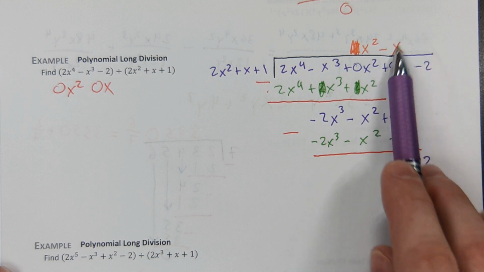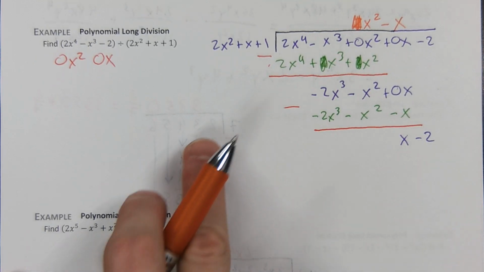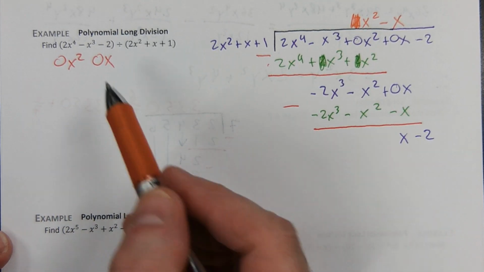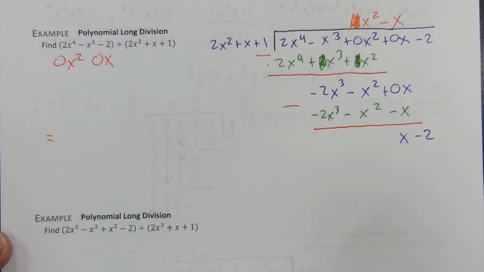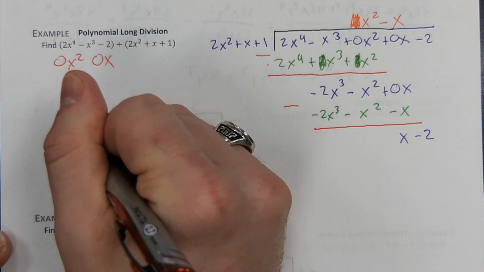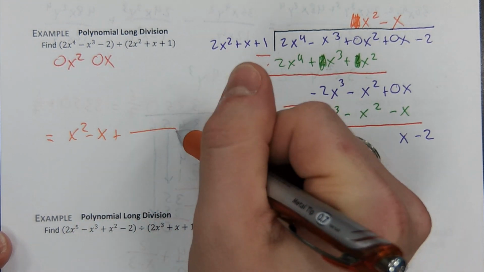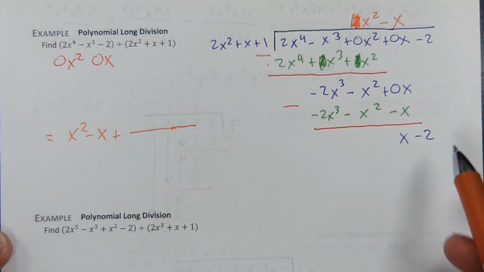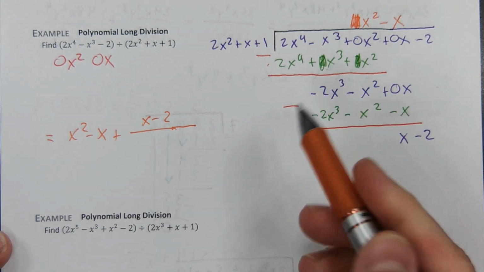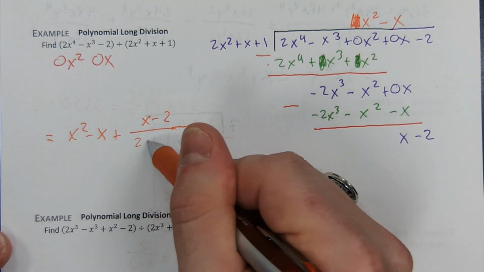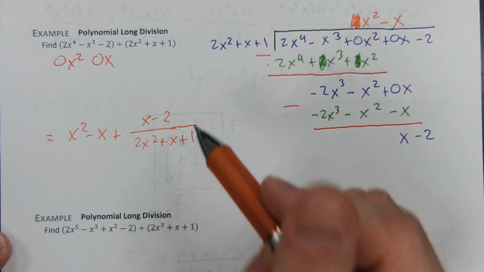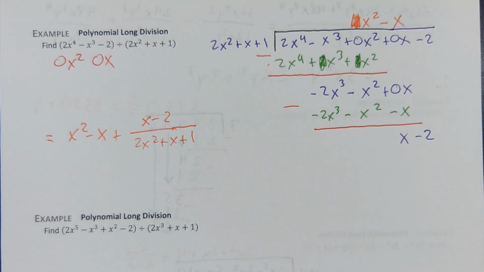I don't really have the space to write that up here, so I'll write my answer over here. The result of this division is x squared minus x plus remainder over divisor. And the remainder is x minus 2. The divisor is 2x squared plus x plus 1. There.